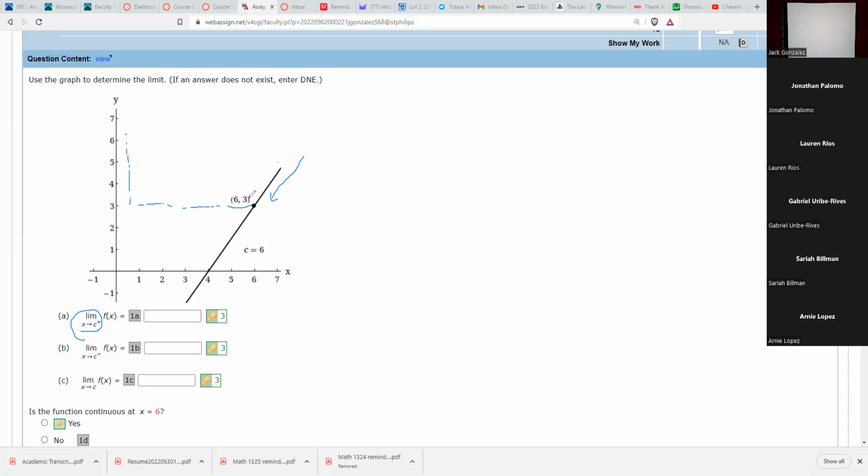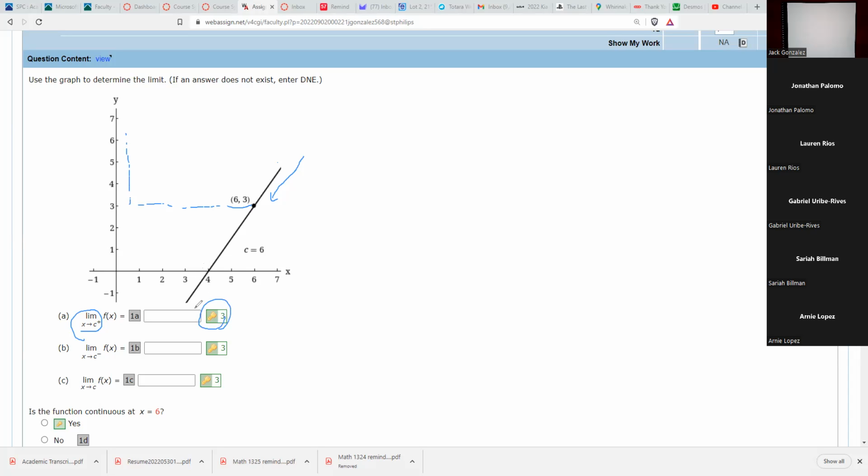to 3, the y value. So as the x's get closer to 6, the y values get closer to 3. And that's all we're doing. So from the right side, it is 3. So we put 3 here.